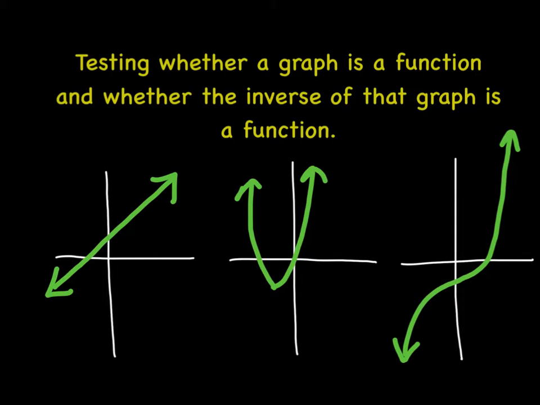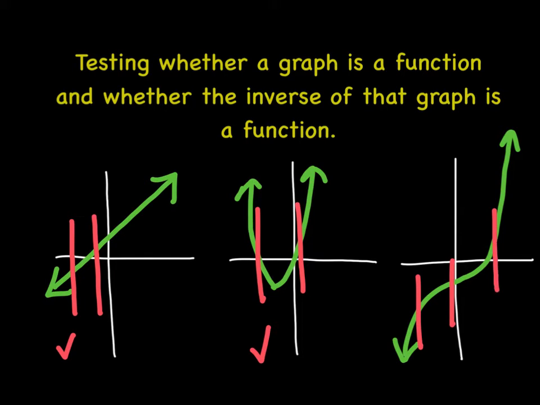So we learned yesterday that the vertical line test tells me whether a graph is a function. This graph is a function. I only hit one time. This graph is a function. This graph is a function. So the vertical line test will tell me whether or not my graph is a function.